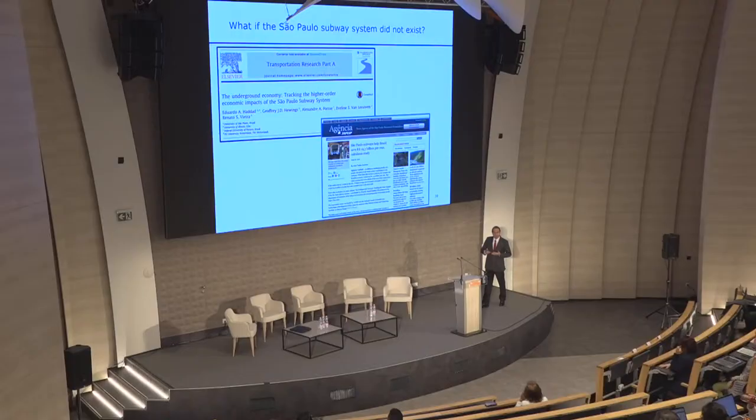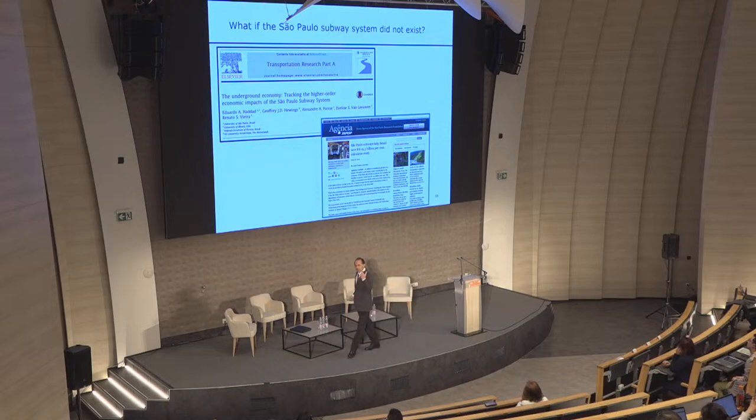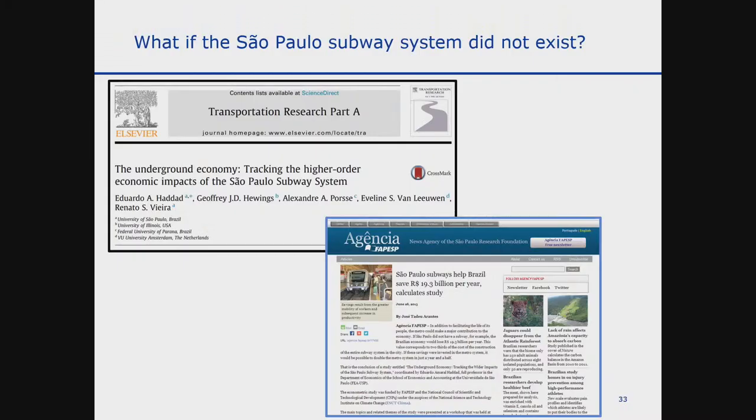commuting infrastructure. São Paulo has a multimodal commuting transportation infrastructure, so people commuting using cars, using trains, using bicycles, but also many people using the subway network. And I say, okay, let's see what would happen if the São Paulo subway system did not exist? Maybe some terrorist attack in São Paulo, shutting down the subway infrastructure.